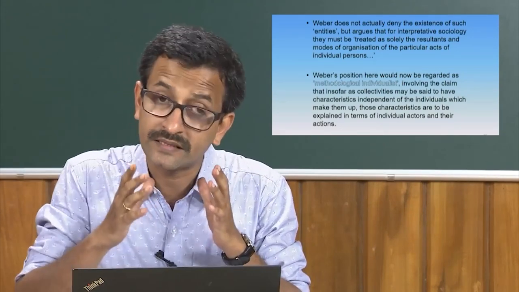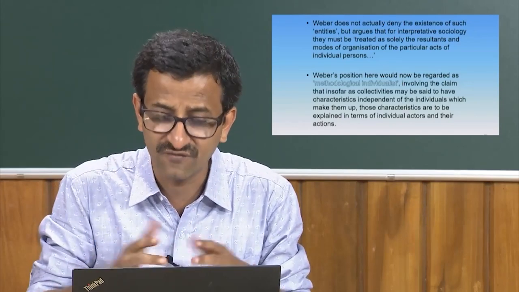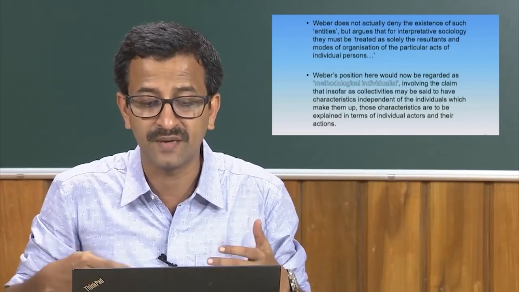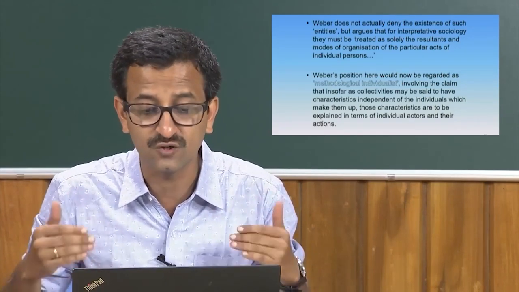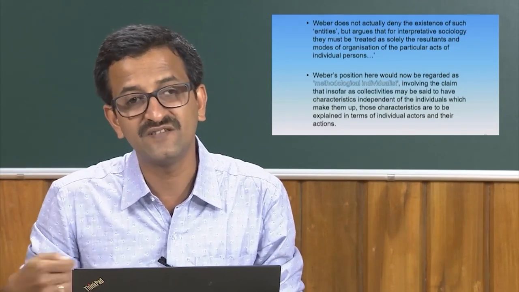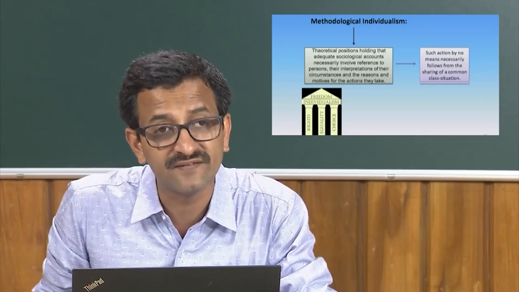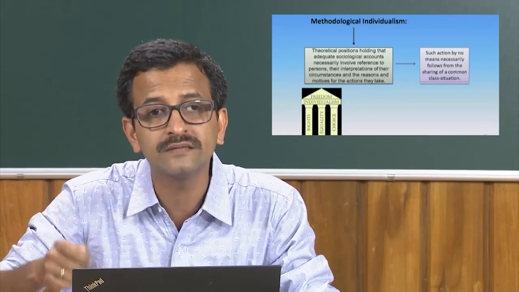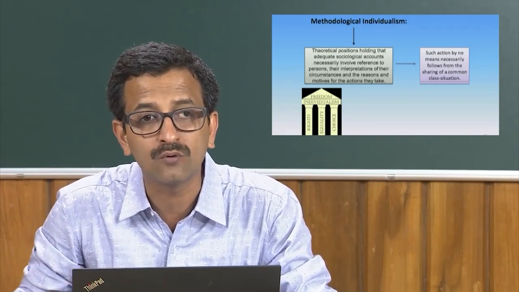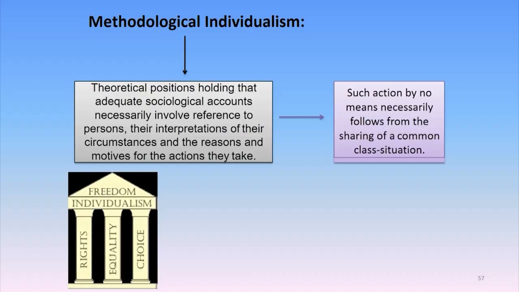That is why his position is often regarded as methodological individualist, which involves the claim that so far as collectivities may be said to have characteristics independent of the individuals which make them up, those characteristics are to be explained in terms of individual actors and their actions. Okay? Then we have discussed methodological individualism, which refers to theoretical positions holding that adequate sociological accounts necessarily involve reference to individuals, their interpretations of their circumstances and the reasons and motives for the actions those individuals take.